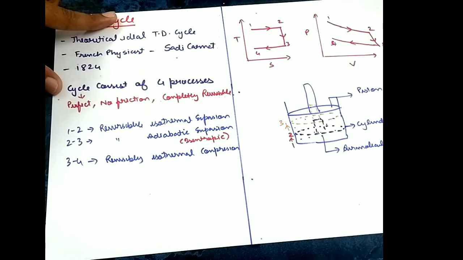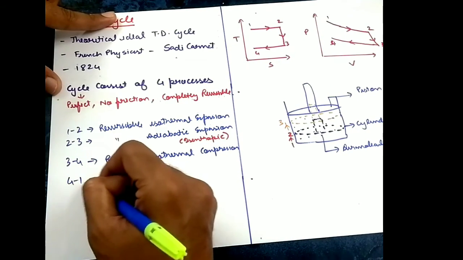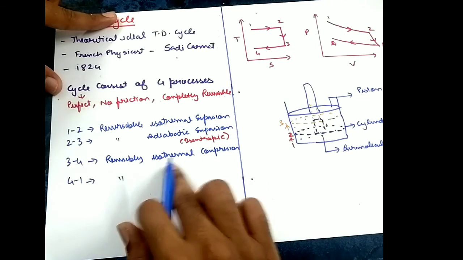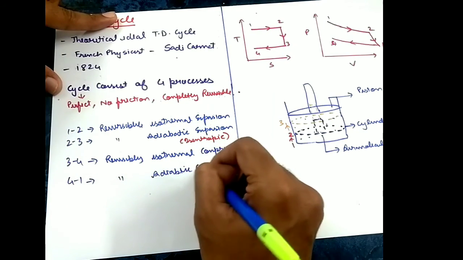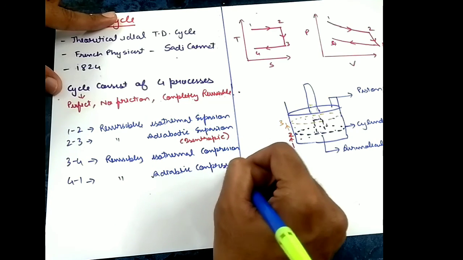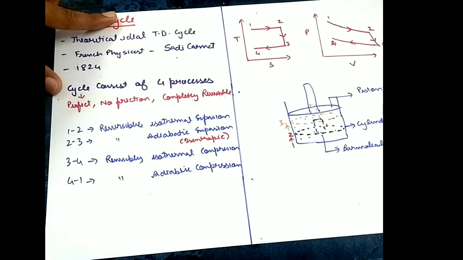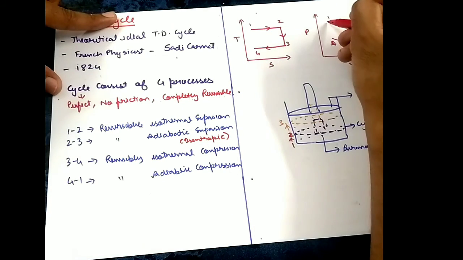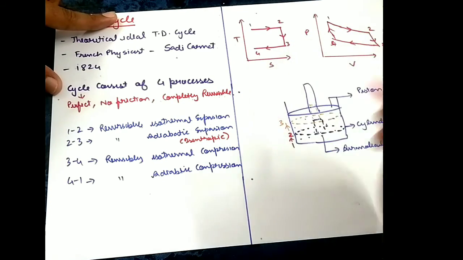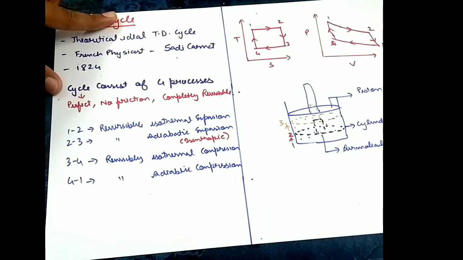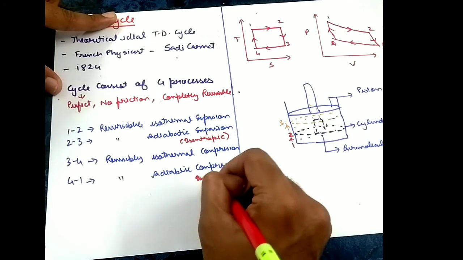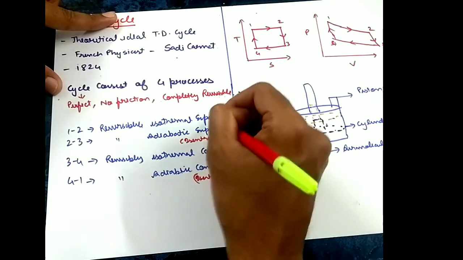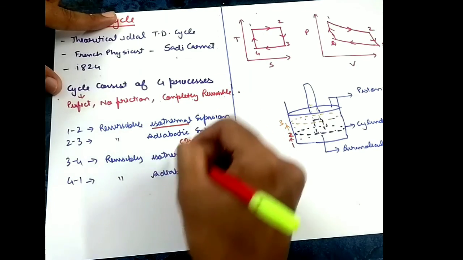Now what happens from 4 to 1? The 4 to 1 process is a reversible adiabatic compression. So we have two isentropic processes and two isothermal processes.